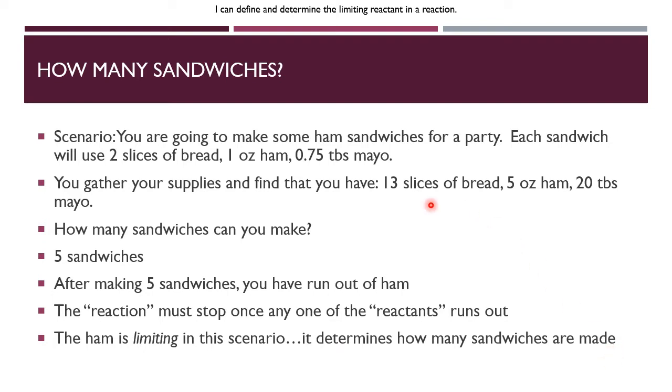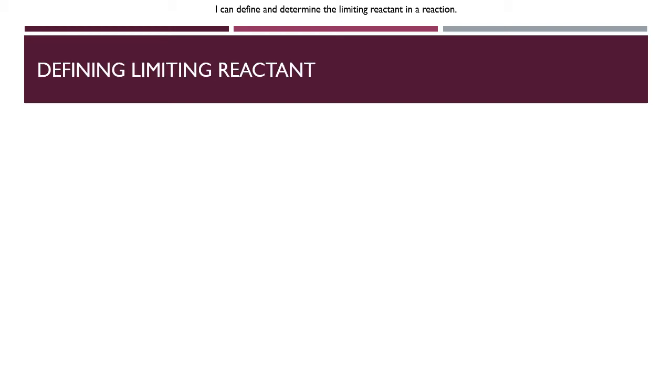In other words, it wouldn't matter how much more bread or how much more mayonnaise we had. If we only have 5 ounces of ham, I could only make 5 sandwiches. Even if I had 1,000 slices of bread and 1,000,000 tablespoons of mayonnaise, I could only make 5 sandwiches with 5 ounces of ham. Thus, we will have bread and mayonnaise left over. So let's see how this applies to an actual chemical reaction.